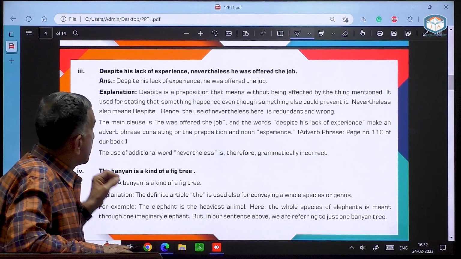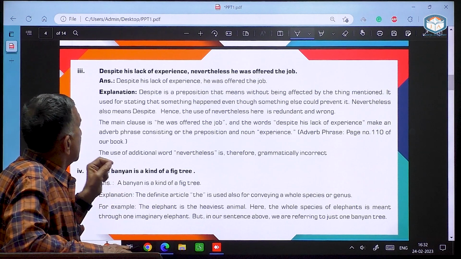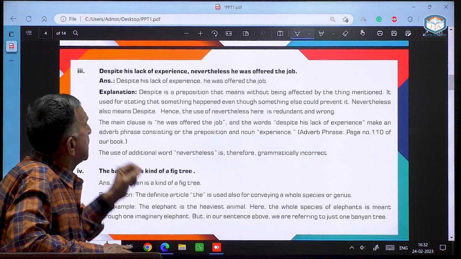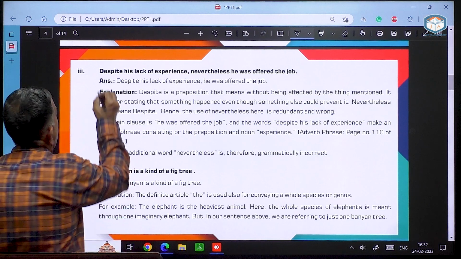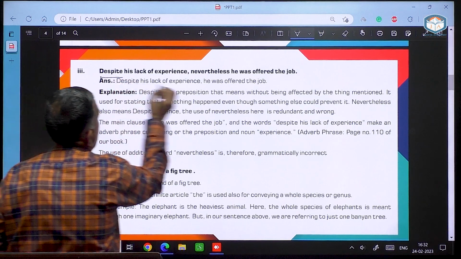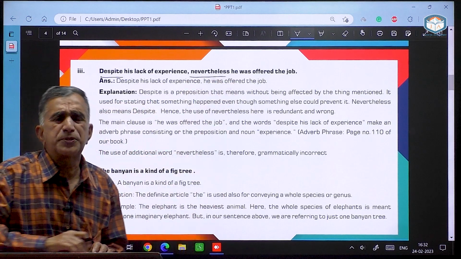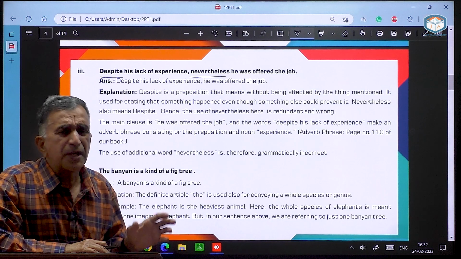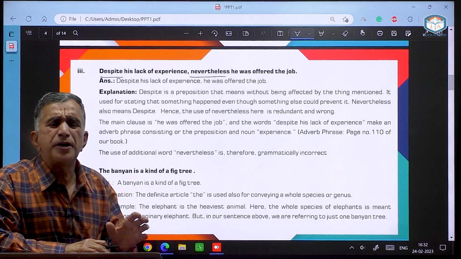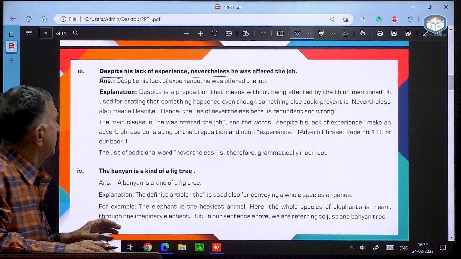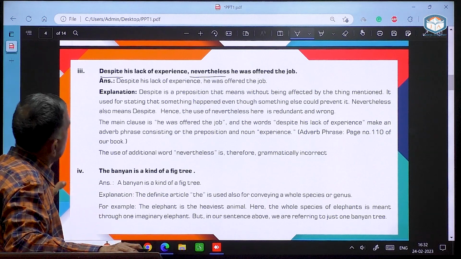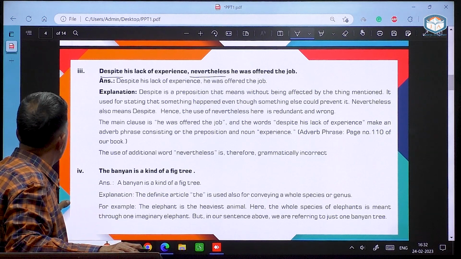Now, despite his lack of experience, nevertheless, he was offered the job. Despite and nevertheless, they convey the same sense. So, the second nevertheless is redundant, is not required. The sentence is, despite his lack of experience, he was offered the job.